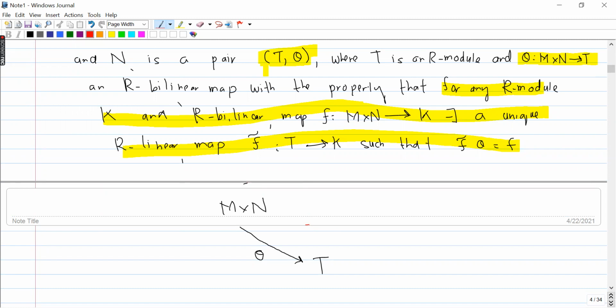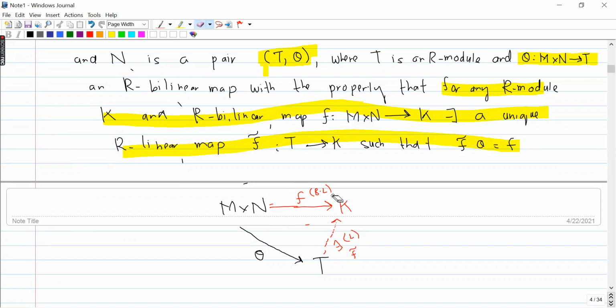Universal property is that whenever we have a bilinear map from M cross N to K, then we can always construct, so there exists, a linear map. So if this is a bilinear map from M cross N to K, we can always construct a linear map f tilde from T to K, such that this diagram commutes.